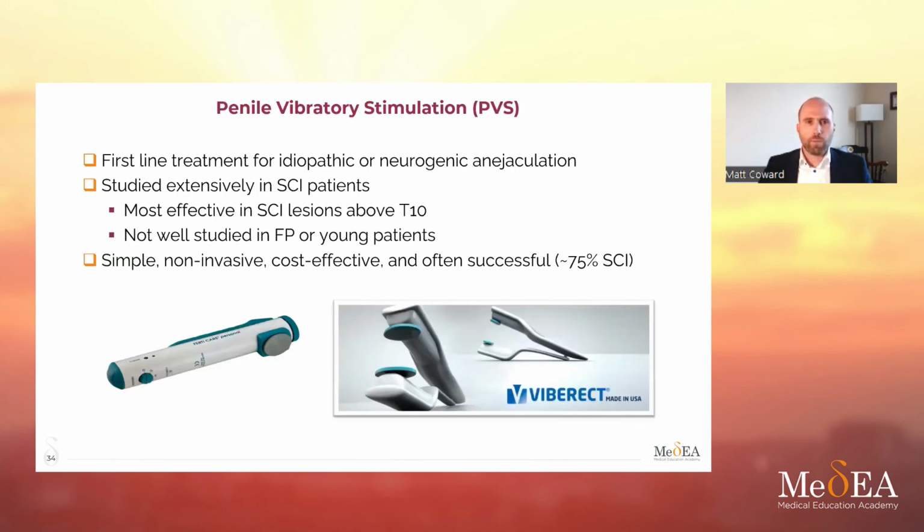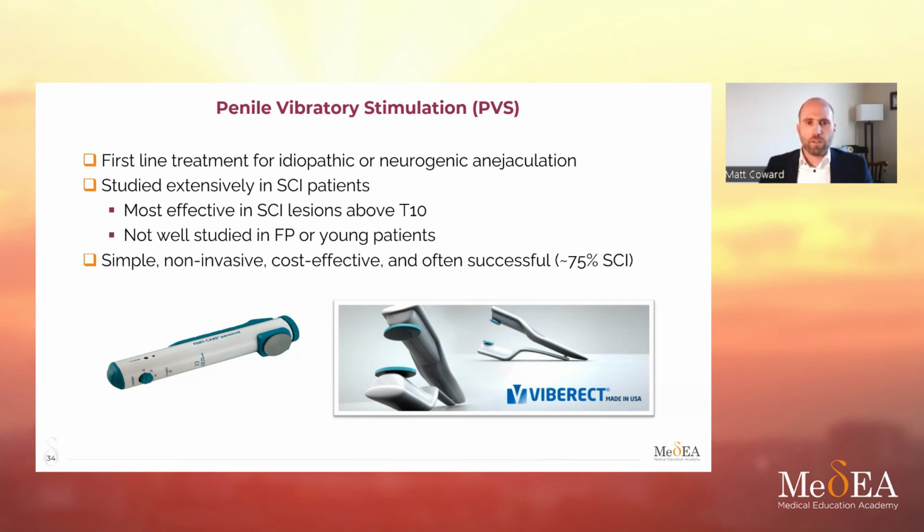The penile vibratory stimulation is really the first-line treatment for men with idiopathic anejaculation or neurogenic anejaculation when they have high spinal cord lesions. So this has been studied most extensively in spinal cord injured patients, and PVS is most effective in men with lesions above T10.